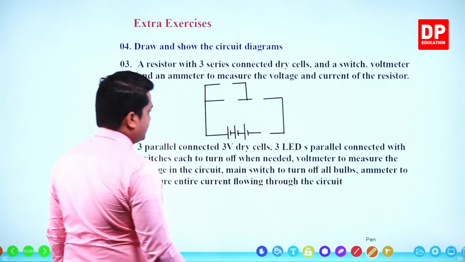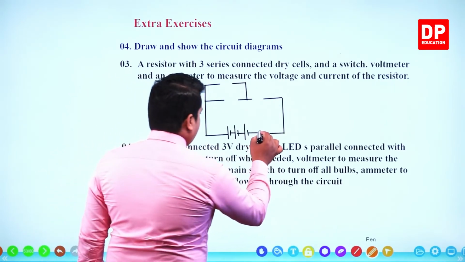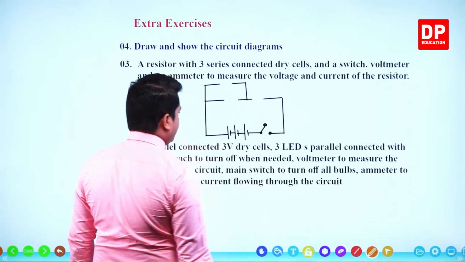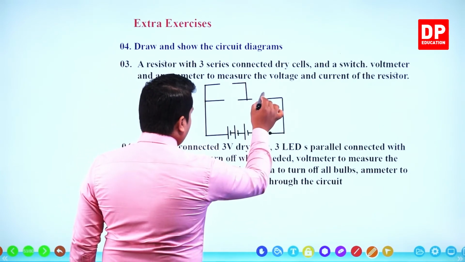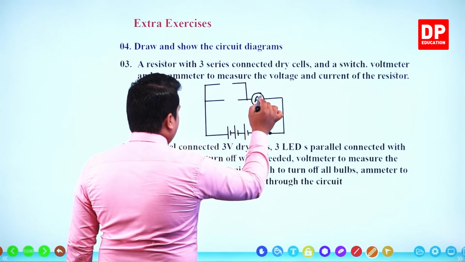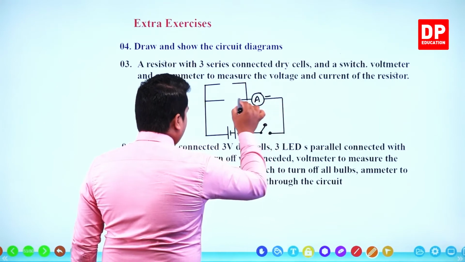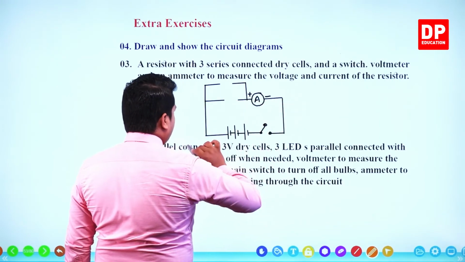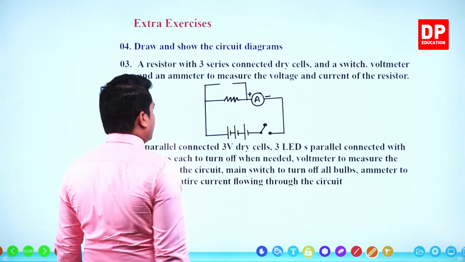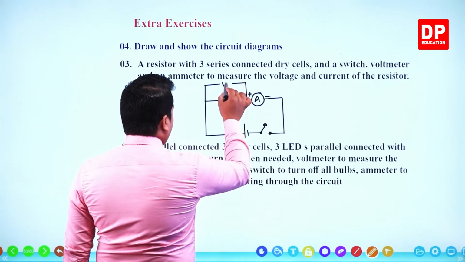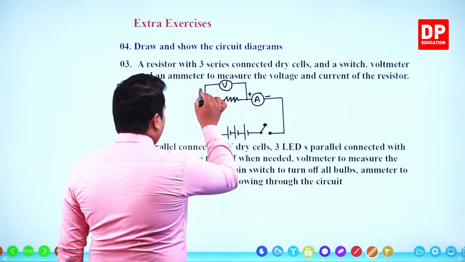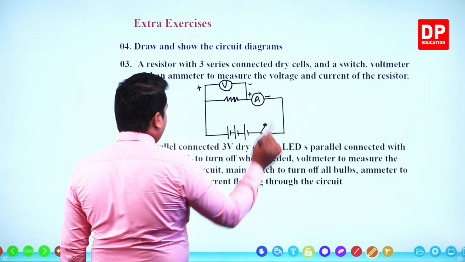Right, now let's fill out the blanks. First of all, a switch. Here we go, the switch. Then the ammeter, right? So this one should be negative, this one should be positive. After that, the resistor. Then to measure the voltage, the voltmeter. Once again, this terminal should be positive and this should be negative.